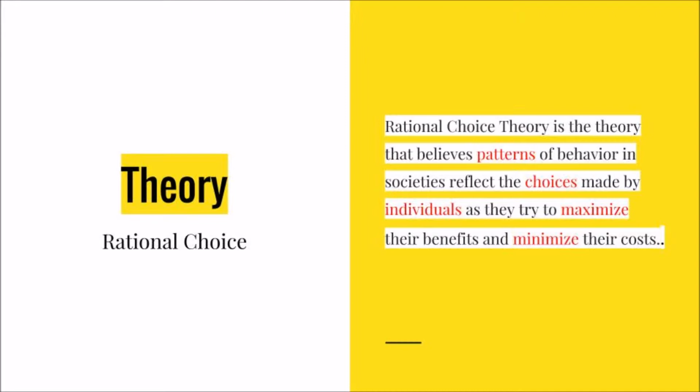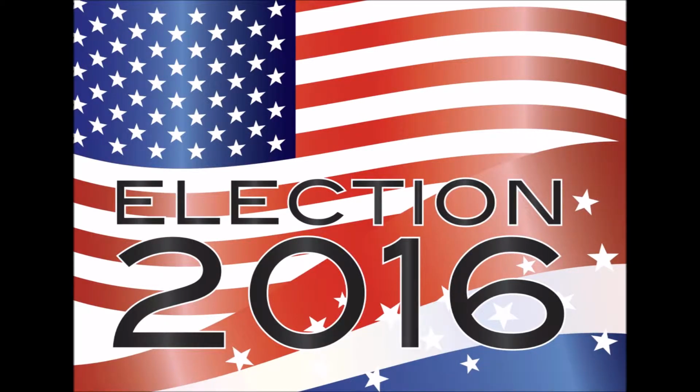Rational choice theory is a theory that believes patterns of behaviors in society reflect the choices made by individuals as they try to maximize their benefits and minimize their costs. An example of rational choice making is voting. When voting, you usually take into consideration all the policies and how they could affect you. So even if it doesn't help you choose who to vote for, it will help you choose who not to vote for.